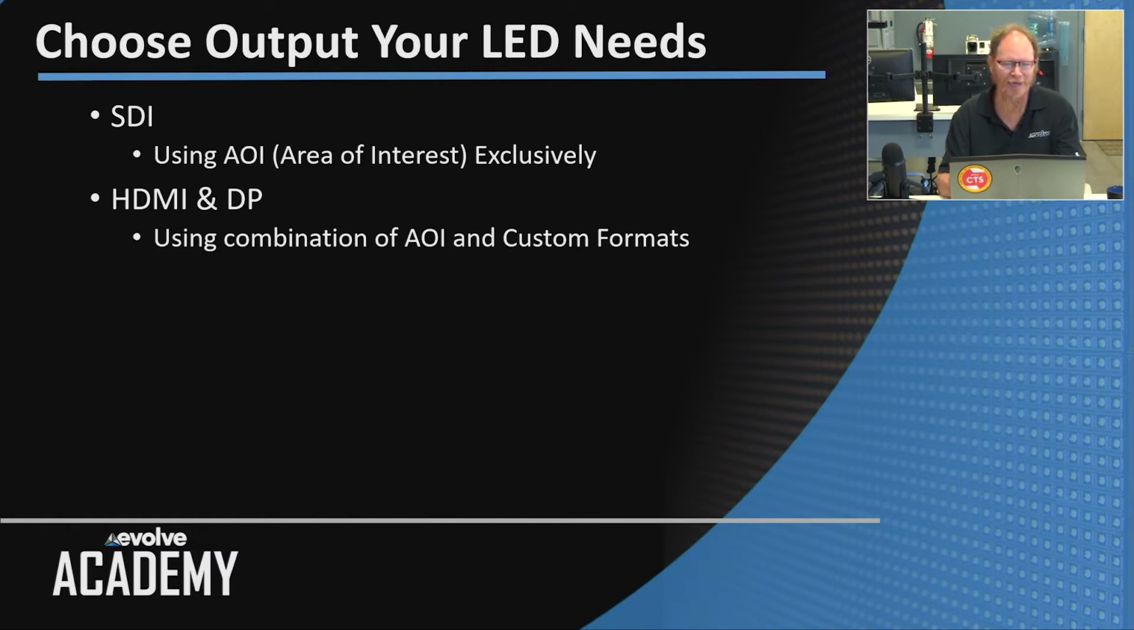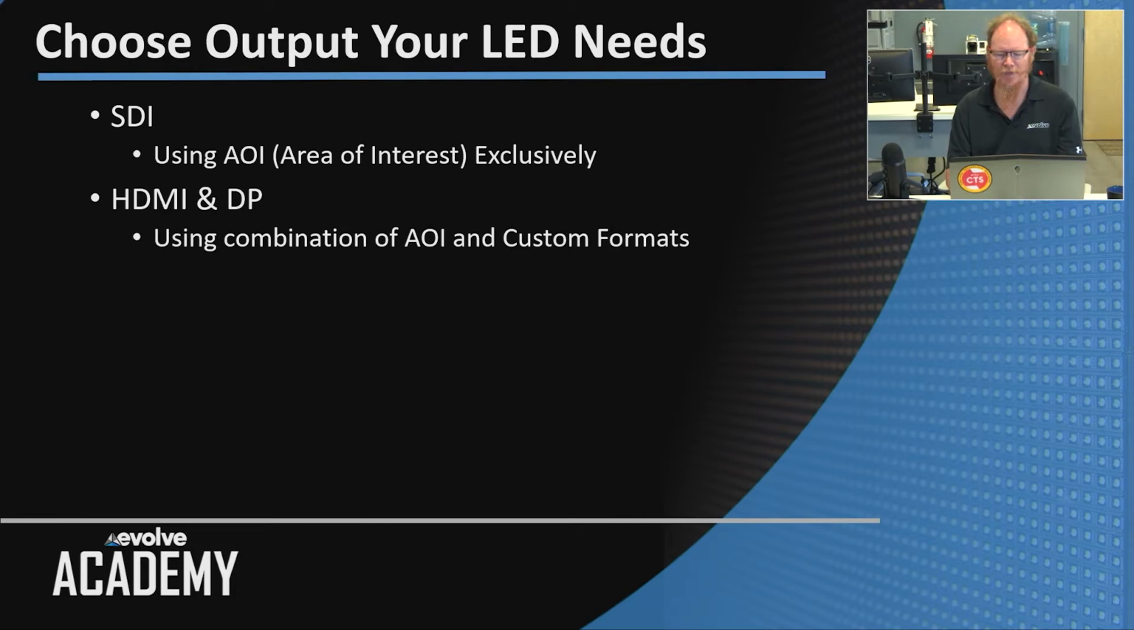If you're using SDI outputs, you can only do area of interest. You can't make a custom format, you can't force into, for instance, a wider and slightly shorter format type with SDI. HDMI and DisplayPort, you can use both area of interest and custom formats and custom EDIDs to get whatever size and shape your LED display is.